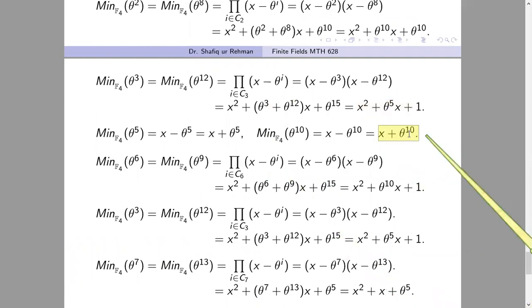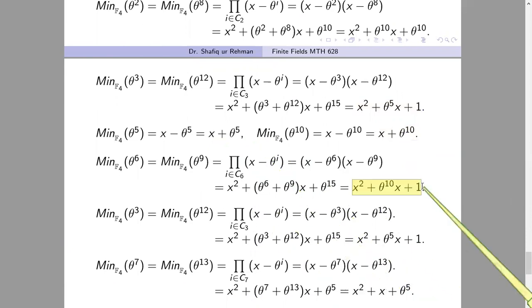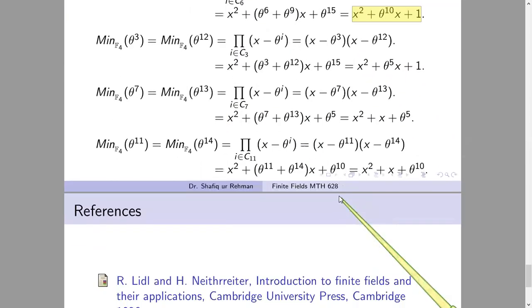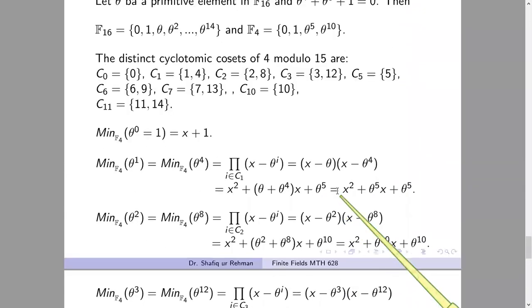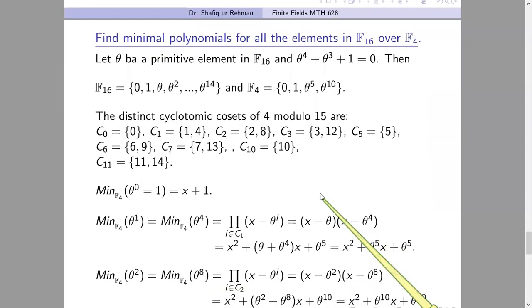We get this polynomial, coefficients are in F4. We have this, and also we have this one. These coefficients are 1, theta power 10 and 1, all coefficients are in F4. So in this way we can compute the minimal polynomials. So what is the difference between the two examples? In the previous example, we found minimal polynomials over the field F2, and now in this example over F4.